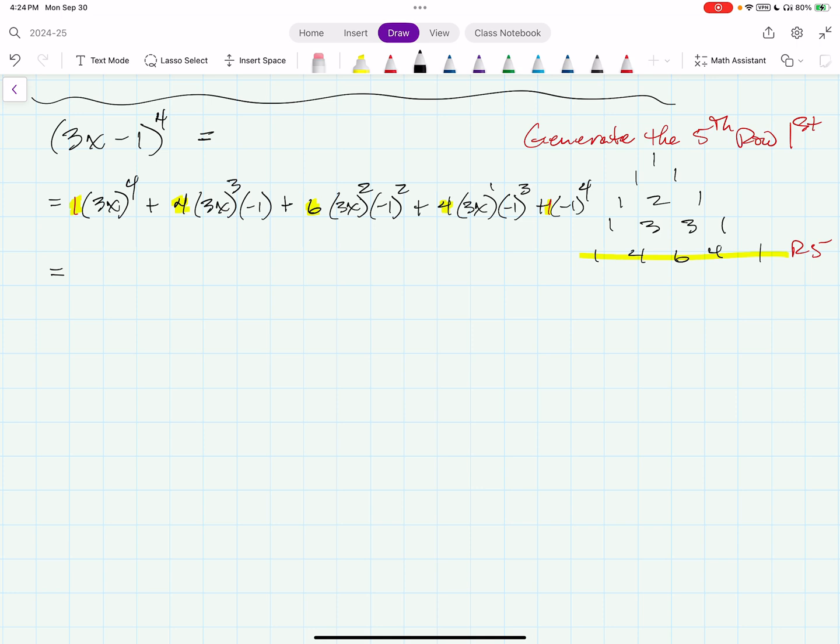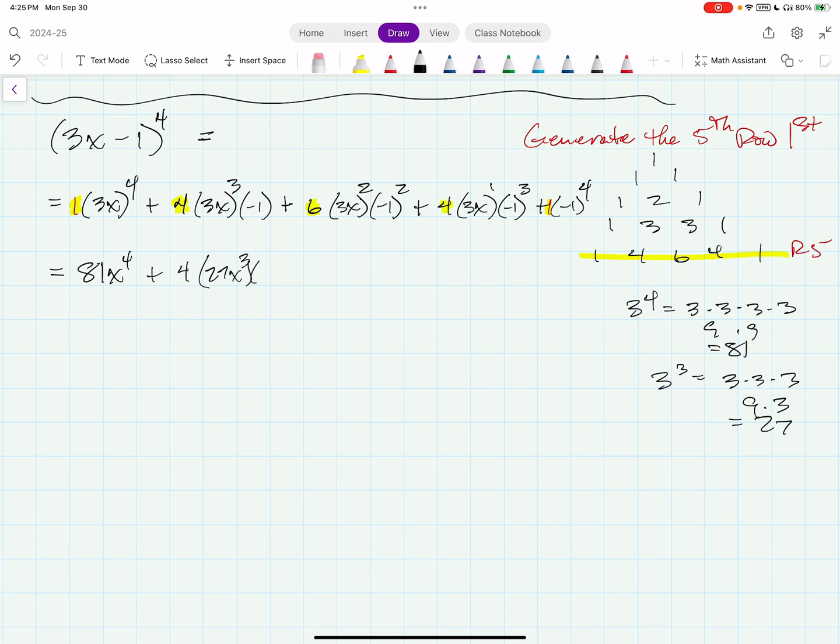All right, so now what do we have? Okay, so 3 to the fourth, 3 times 3 times 3 times 3, that's 9 times 9, that's 81. So here we get 81 times x to the fourth plus 4 times 3 cubed. 3 cubed is 3 times 3 times 3, which is 9 times 3, or 27. So times 27x cubed times negative 1.